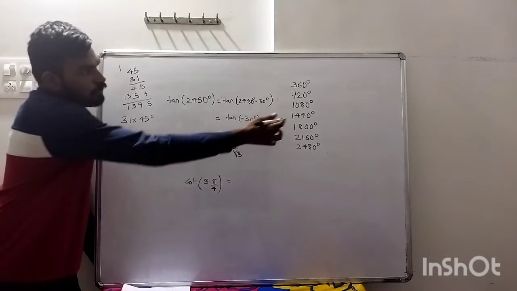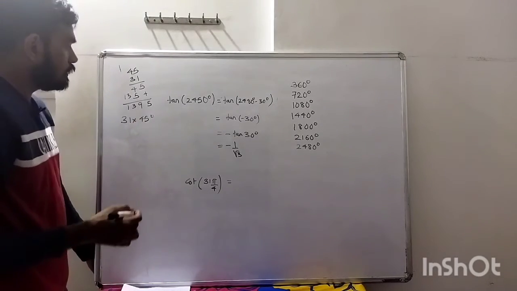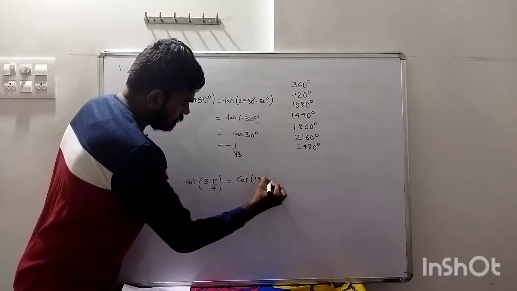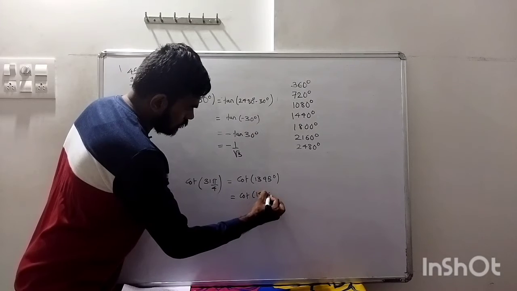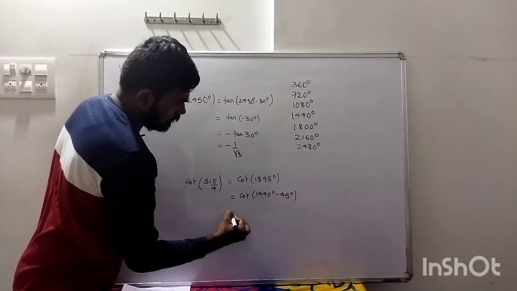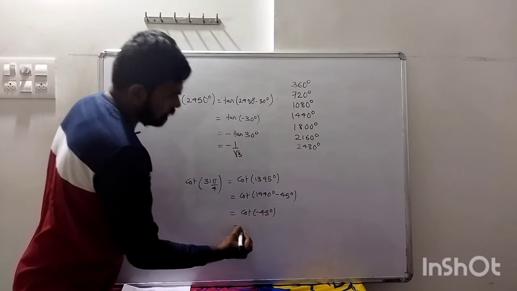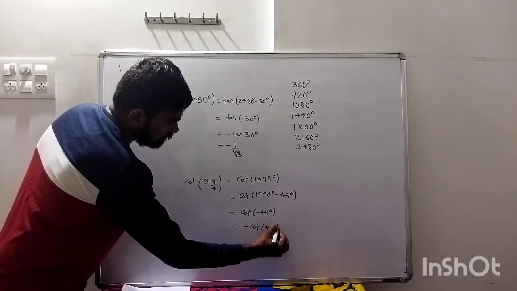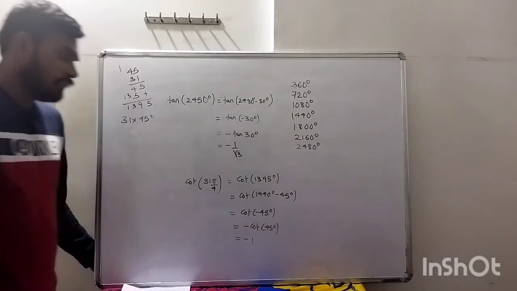Where is it? 1440. Okay. So 1440 minus 45 degrees. Correct? This cot of 1395 is cot of 1440 minus 45 degrees. Correct? Then this is the same as cot of minus 45 degrees. It's the same as minus cot of 45 degrees. What is cot of 45? 1. The answer is minus 1.